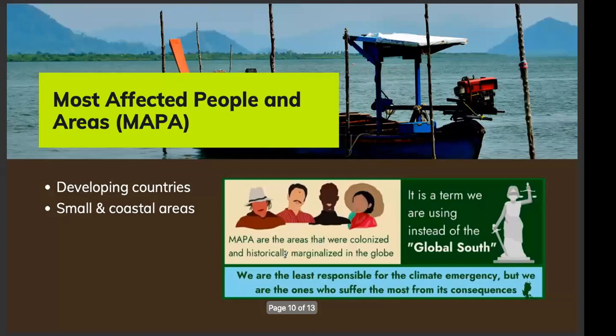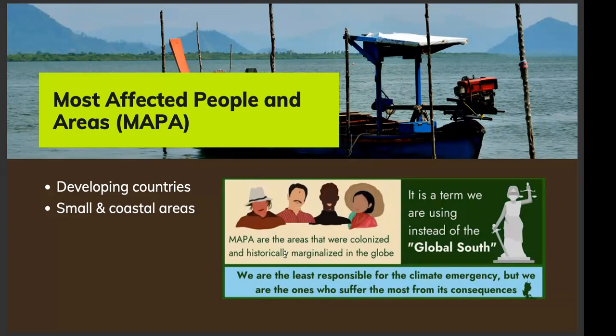So there's also this terminology called most affected people and areas, or MAPA. So MAPA is basically areas that were colonized or exploited by developed countries and are now historically marginalized. So developing countries, small and coastal areas, and including also indigenous people in some developed countries, we are the ones that are the least responsible for the climate change, but we are the ones who suffer the most now.